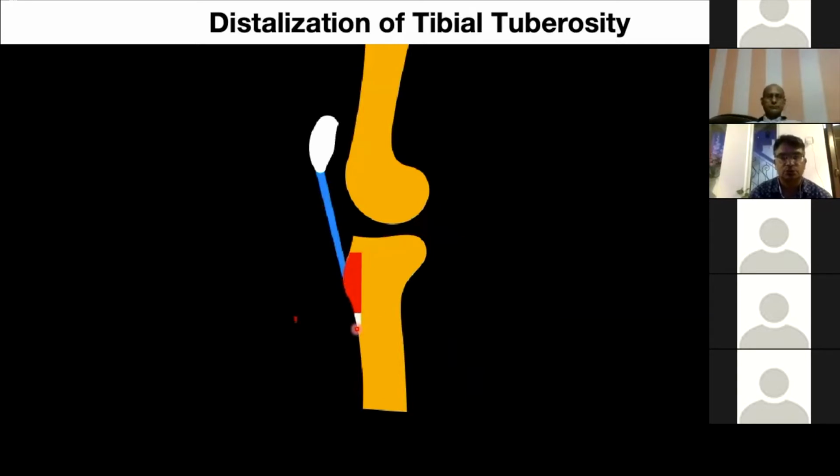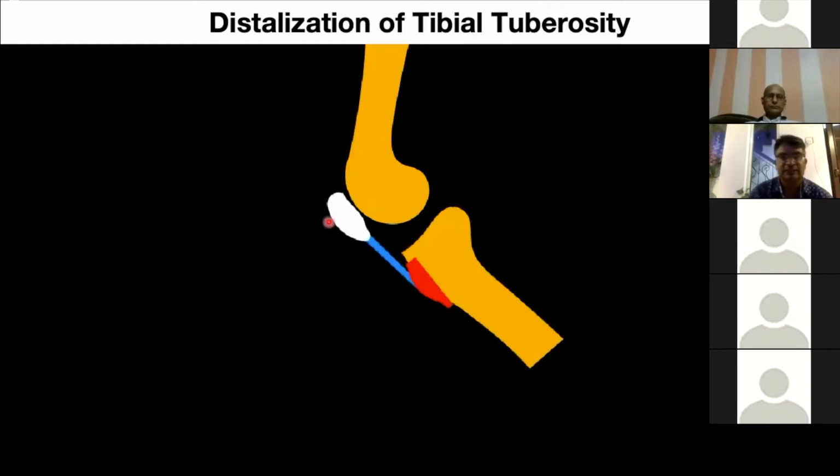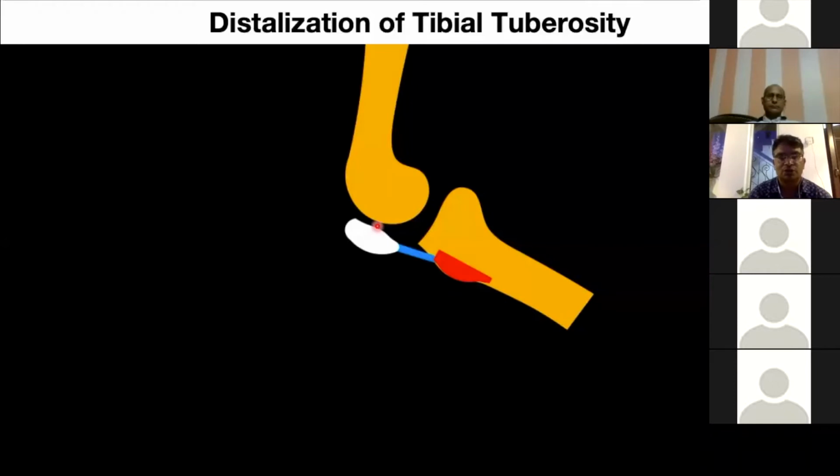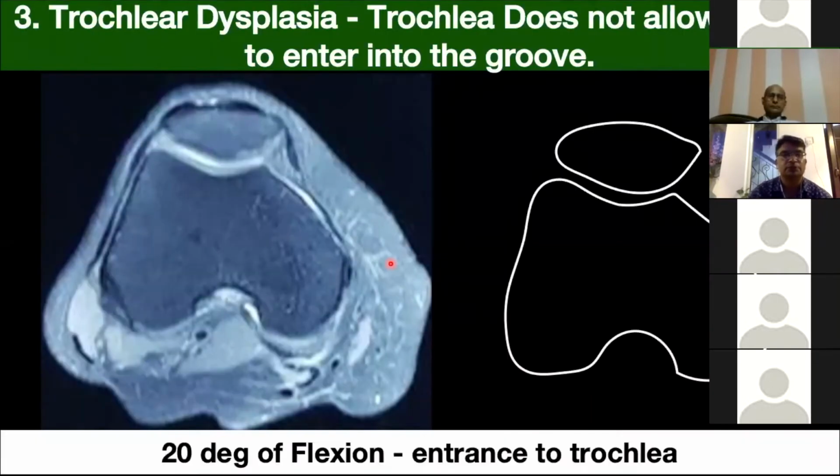So do an osteotomy, remove about a centimeter, then pull it down. If you pull it down, the patella also comes down. You see that patella also coming down. And when you flex the knee, now since the patellar tendon is short compared to the patella alta, the patella engages very well into the groove. So if there is a patella alta, the surgery that is suggested is the distalization of the tibial tuberosity.